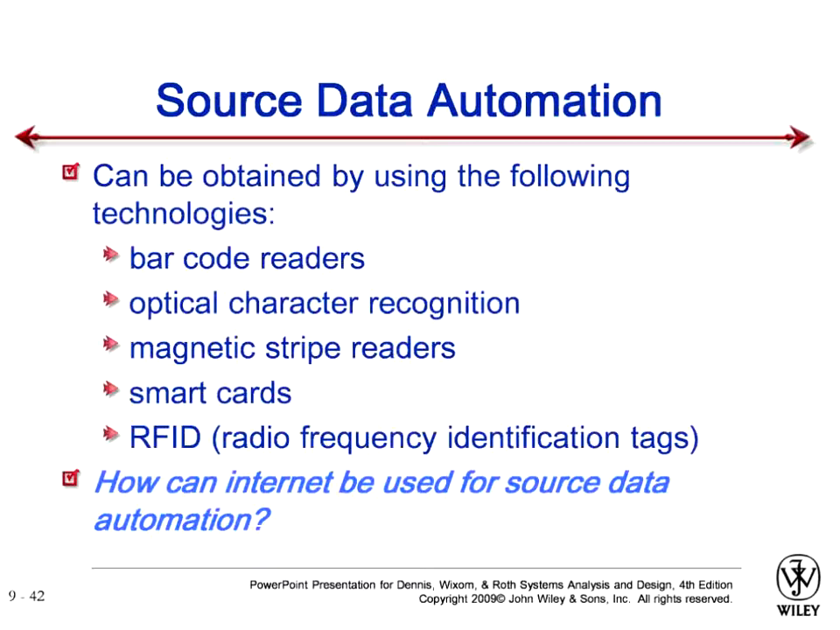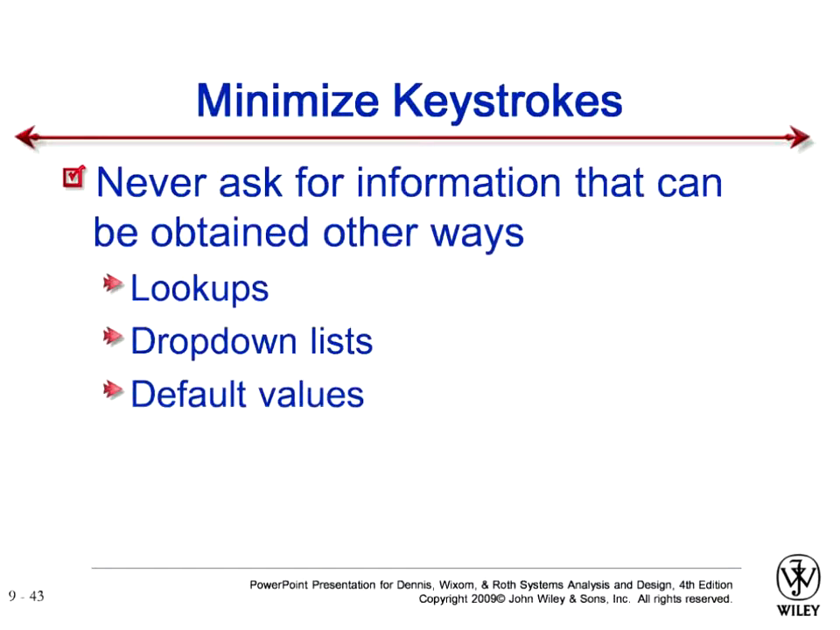So the Internet can be used for source data automation. For example, on some devices, to log into that device, like if I want to use my laptop and I have set my fingerprint as my password, I'm giving my data input in an automated way. Okay? So this can be used for source data automation. Then you should minimize keystrokes. Never ask for information that can be obtained in other ways.